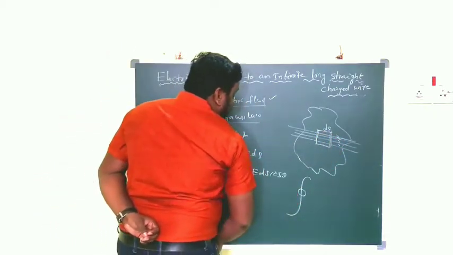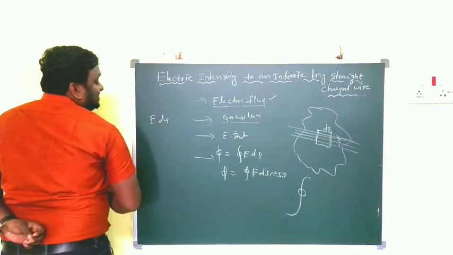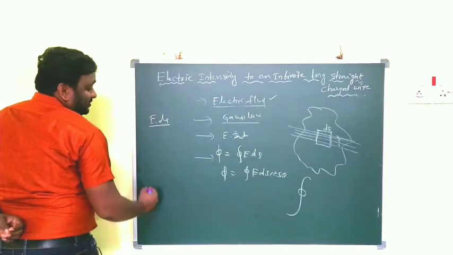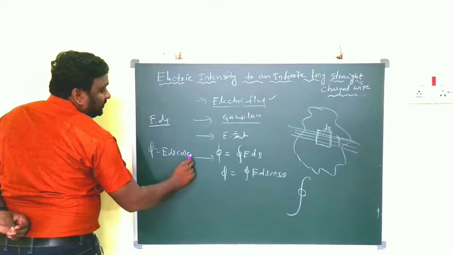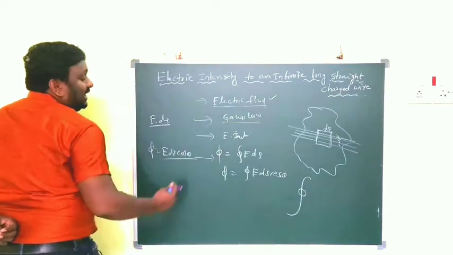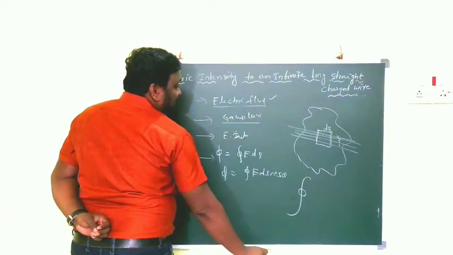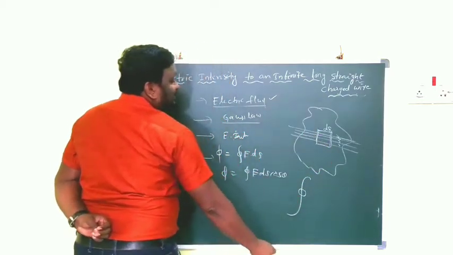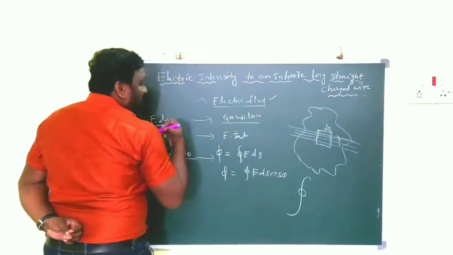Here the flux is a scalar. We are showing E dot ds. What does this dot mean? That is nothing but the scalar product. Phi equals E ds cos theta. So this is about electric flux. The first thing is electric flux: the number of field lines passing through the particular closed surface is called electric flux. And next is how we can represent the flux.